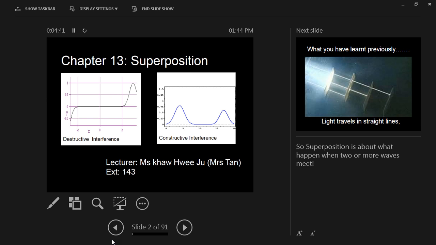But this is not an easy topic because it's something that you might not observe every day. So you need to use some of your imagination. In this chapter, we continue from the previous topic, we talk about waves. So in this chapter, we will look at what happens when two or more waves overlap. For the A-level syllabus, we are only looking at two waves. You can have 3, 4 or more waves overlapping, but for the A-level syllabus, you are only doing 2 waves.